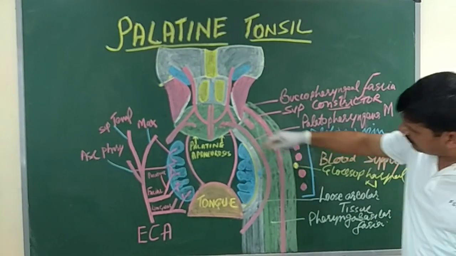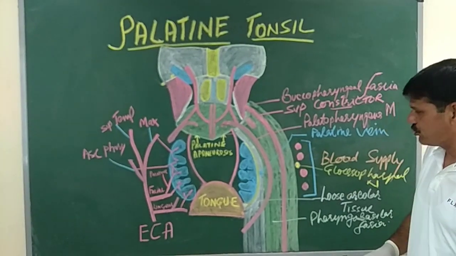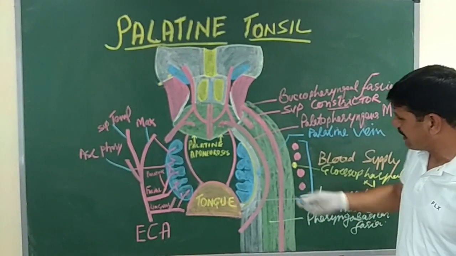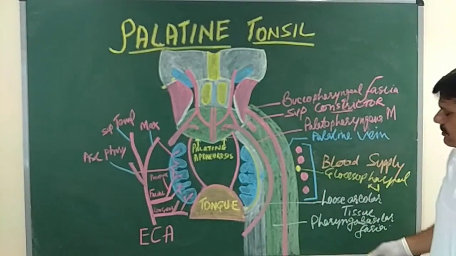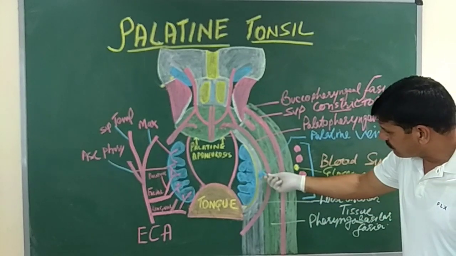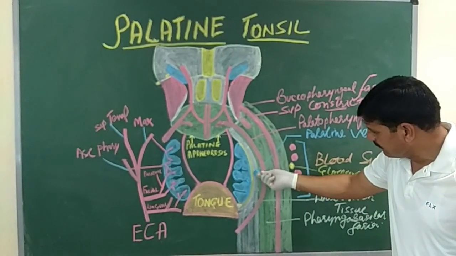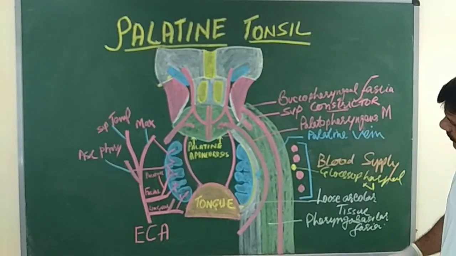More laterally, there is loose areolar tissue. This is the loose areolar tissue in which the palatine vein is present. This is the palatine vein. After descending from the palate, before it pierces the wall of the pharynx, it lies laterally in the loose areolar tissue, which is very important for a surgeon during tonsillectomy.